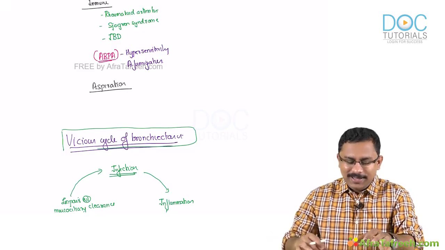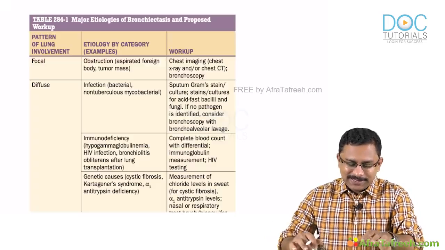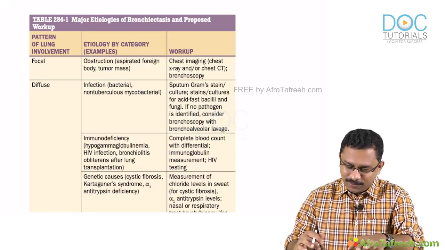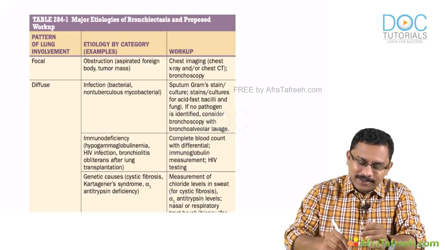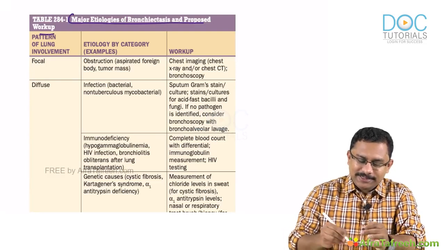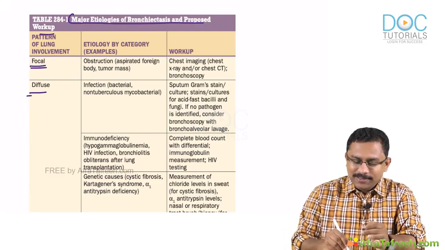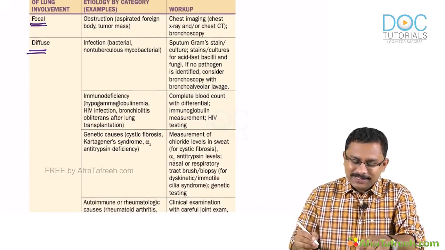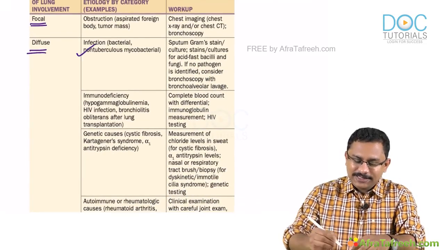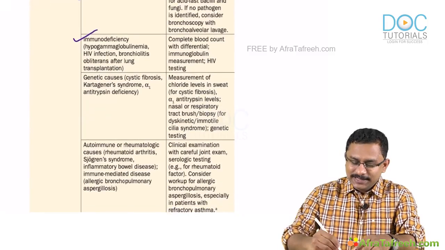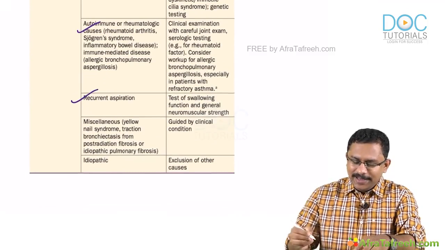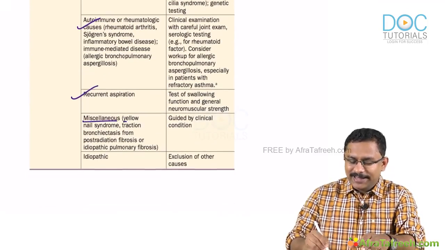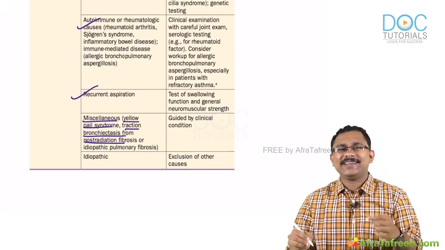So having understood the basic etiopathogenesis, I'll just take you to the table in Harrison also. You see, this is just a summary of what we have discussed so far, the major etiologies of bronchiectasis. You see there is focal, there is diffuse. Focal we have discussed, and in diffuse you have infections, immunodeficiency, genetic causes, autoimmune causes, aspiration, and also certain miscellaneous causes like yellow nail syndrome, and traction bronchiectasis like from post-radiation fibrosis.